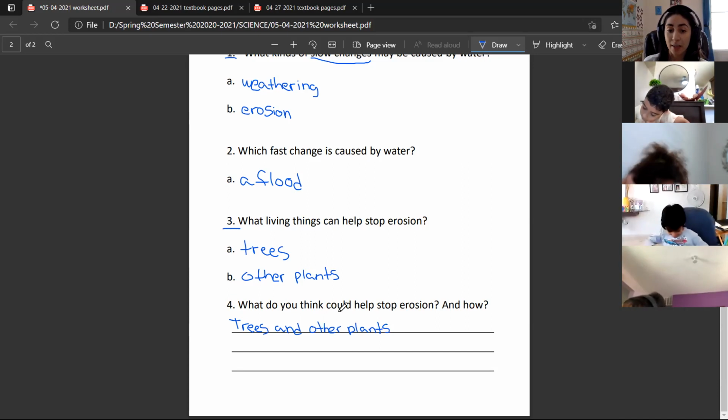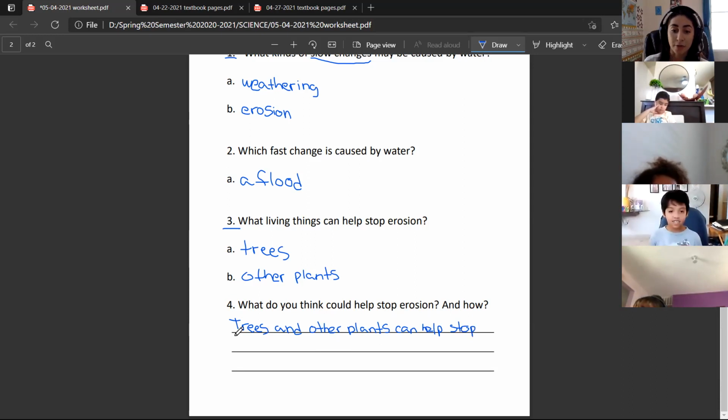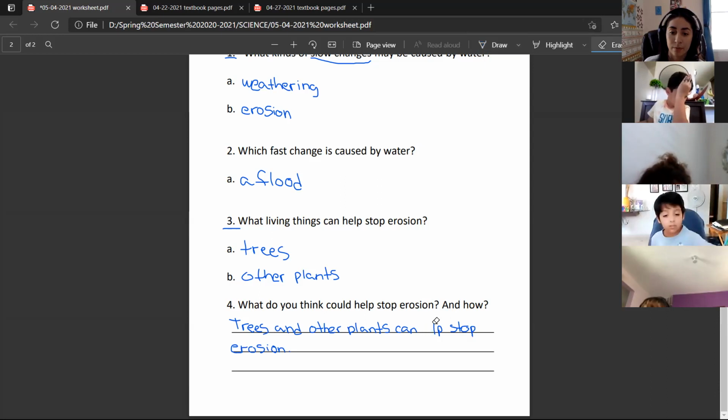Trees and other plants can help stop erosion. But how? It says and how. How do trees and other plants help stop erosion? The roots come out of the soil of the trees and stop erosion. I don't know how to say it.